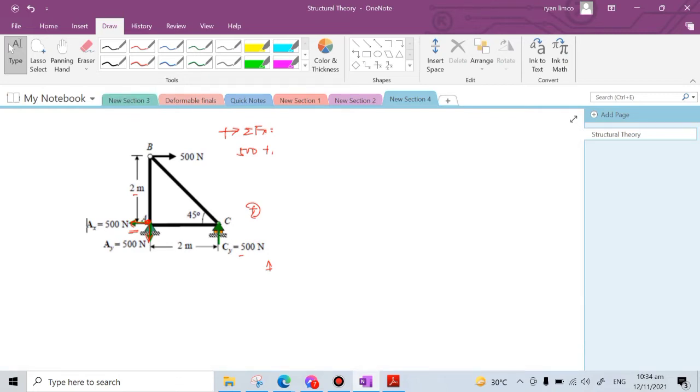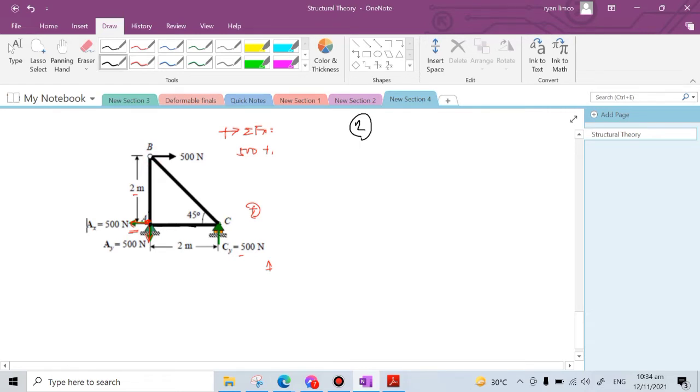Magsisimula tayo. We can start at A, we can start at C, we can start at B. Kahit saan pwede tayo mag-start. Basta ang titingnan natin una, dapat dalawa lang yung unknown natin. Pag nag-start tayo sa C, ang unknown natin ay si BC at saka si AC. Dalawa lang. Pag nag-start tayo dito, dalawa lang din. Si AC at saka si AB. Pag dito tayo, dalawa lang din. So, kahit saan, pwede natin makuha yung mga sagot.